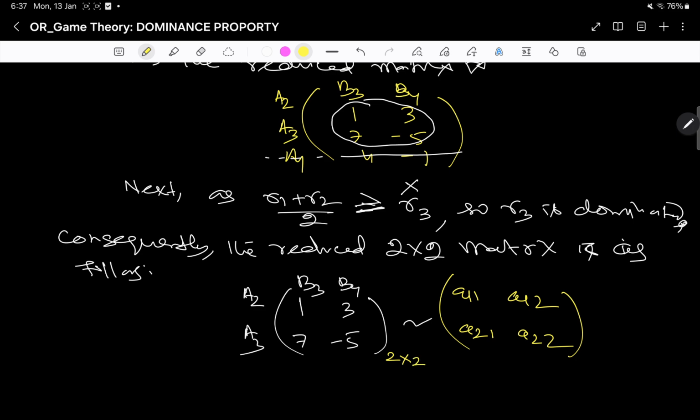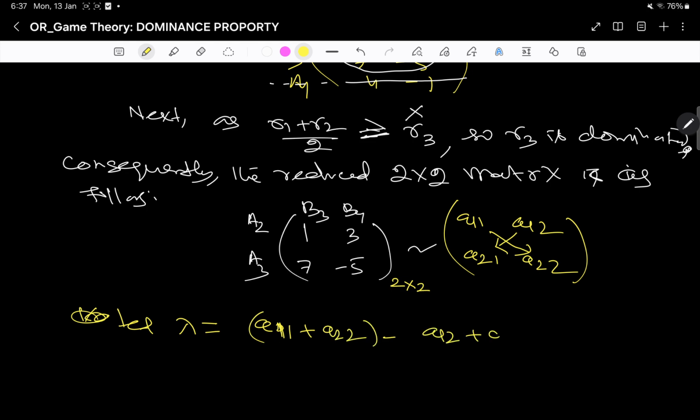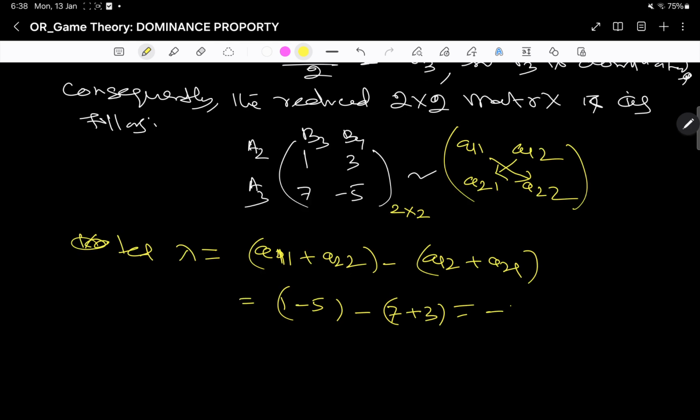So as usual we apply the formula. Okay, coming to the formula, what is my value of the game? First, let lambda be equal to A11 plus A22 minus A12 plus A21. So this is 1 minus 5 minus 7 plus 3. So this is minus 4 minus 10, which is minus 14.